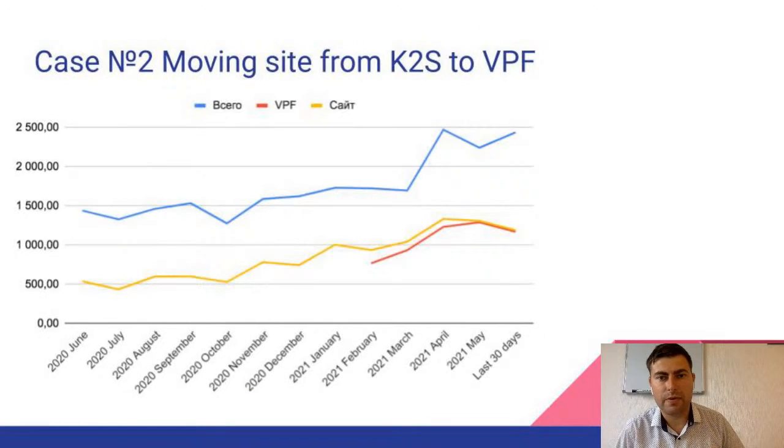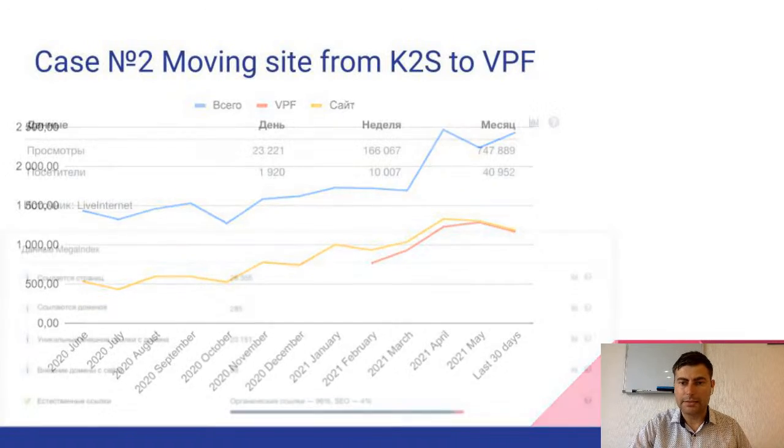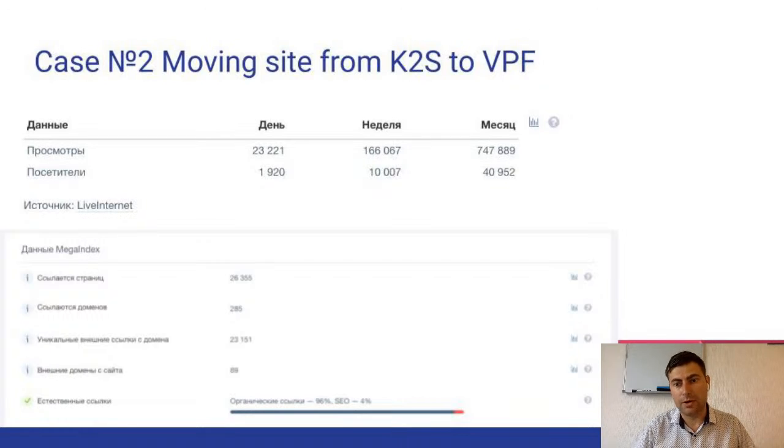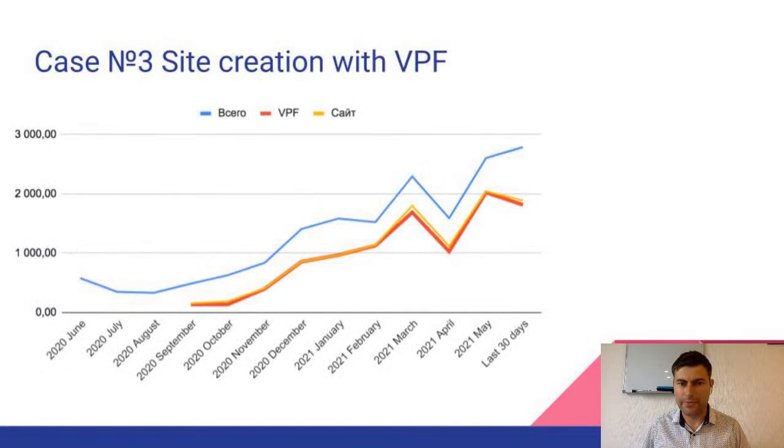So another case, moving from Keep2Share to VPF, it's another example. The same lines: blue line is total income, yellow line is this website, and you see in February 2021, the user switched the site to virtual private file host, and you see the raise in income. It's about $500 more. And some statistics from this website. Yeah, it's quite a bigger website. It has about 2,000 unique visitors per day, about 40,000 unique visitors per month.